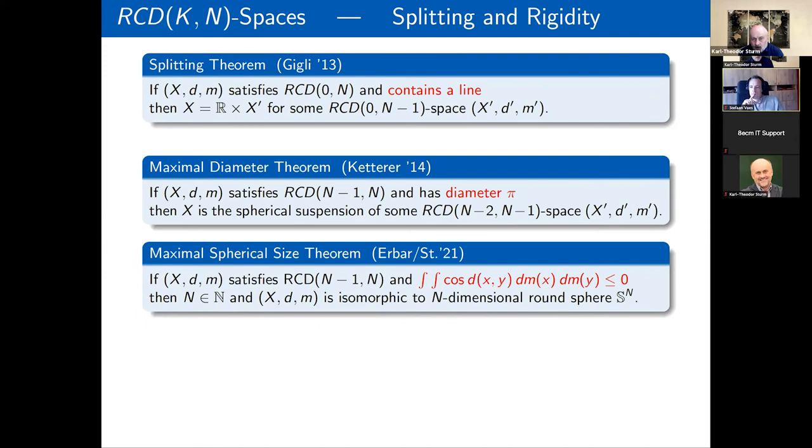And the counterpart with finite dimension is the maximal diameter theorem, which says if we have a space which has a lower bound of curvature N minus one, and thus a diameter less than pi, if it really has diameter pi, then it's a spherical suspension of a lower dimension space. And in the smooth case, it's indeed possible to conclude that it's a sphere. This is not true in the singular case. So these suspensions could be indeed more complicated spaces.